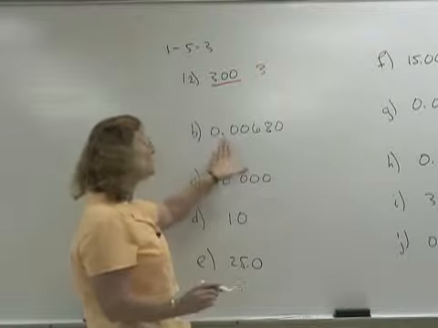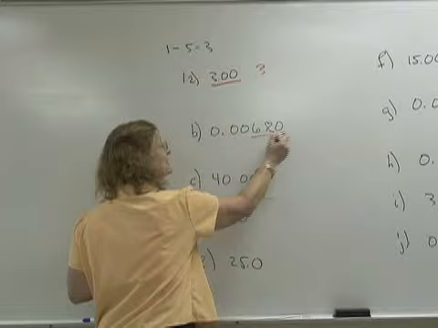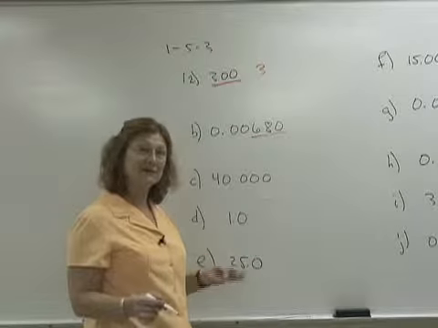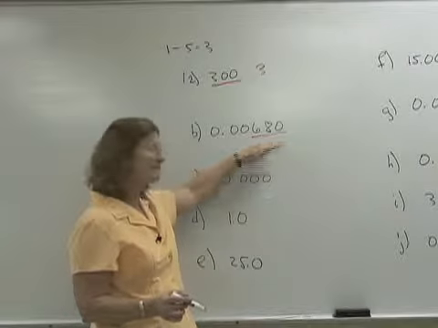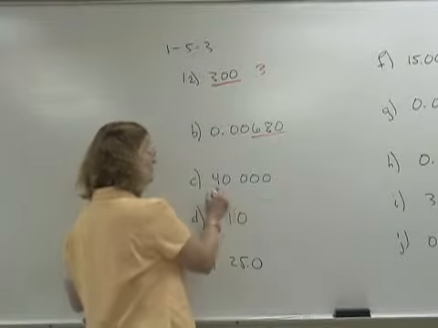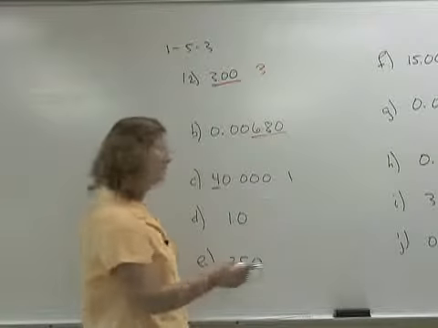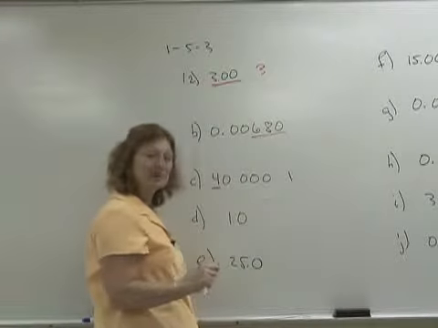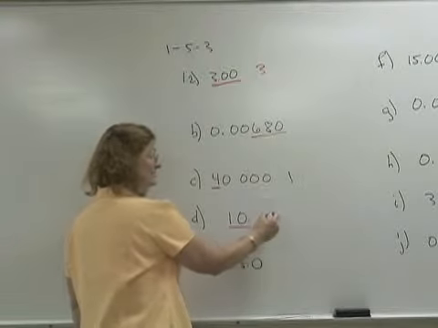In B, these zeros are showing me how small this number is, so the 6, 8, and the 0 are significant. The final 0 is significant because this measurement was made to this accuracy. In C, only the 4 is significant, so only one of those digits is significant. These are all trailing zeros. In D, both of these numbers are significant.